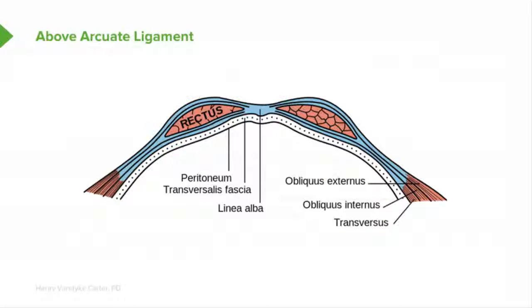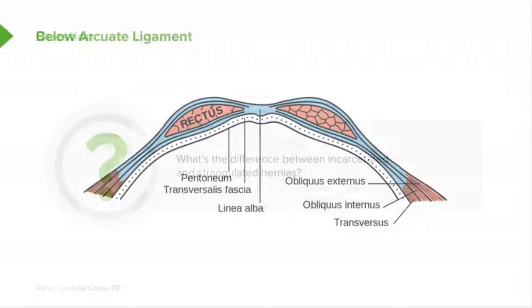Above the arcuate ligament, the internal oblique actually separates to contribute to both the anterior and posterior rectus sheath. Below the arcuate ligament, however, all layers of the abdominal wall go anterior to contribute to the anterior rectus sheath. This is particularly why below the belly button we have a natural area of weakness.